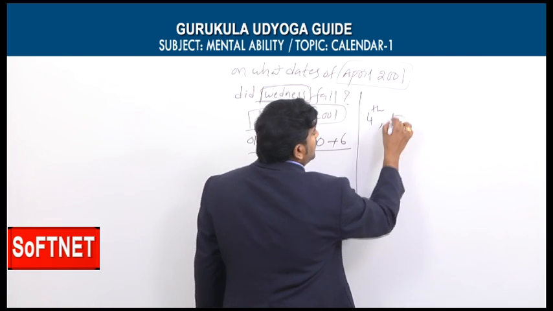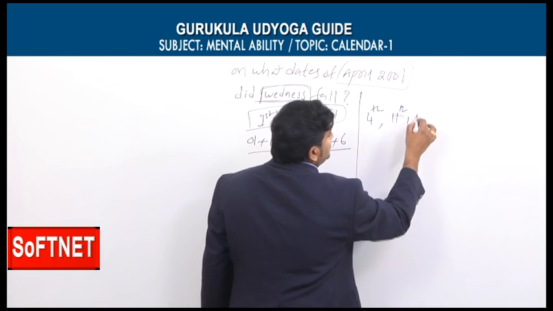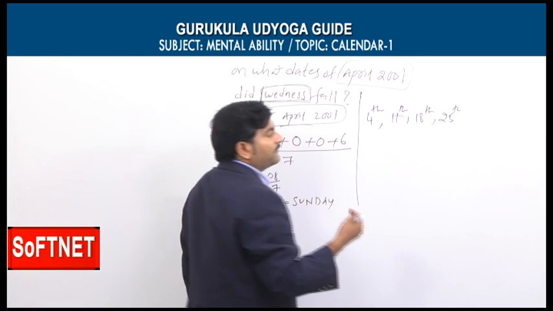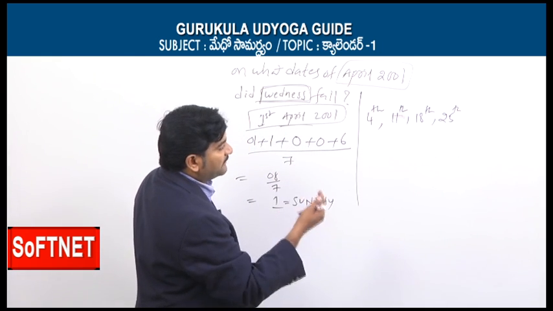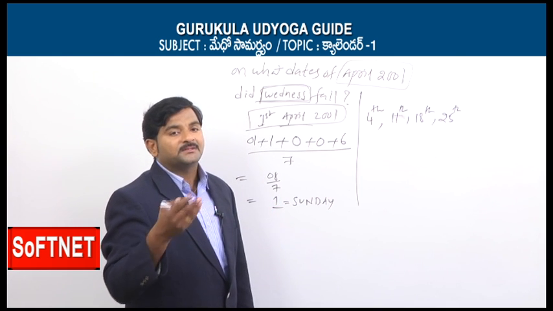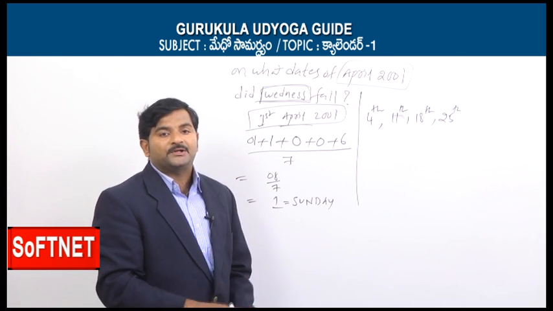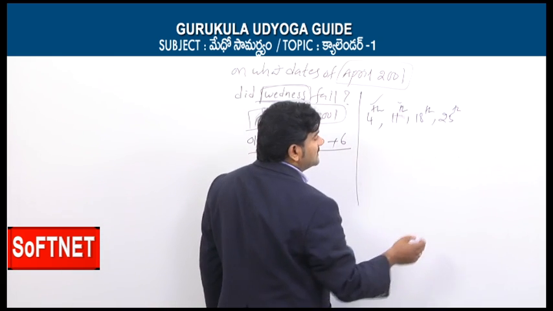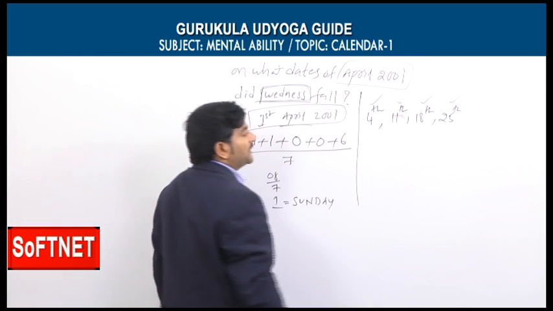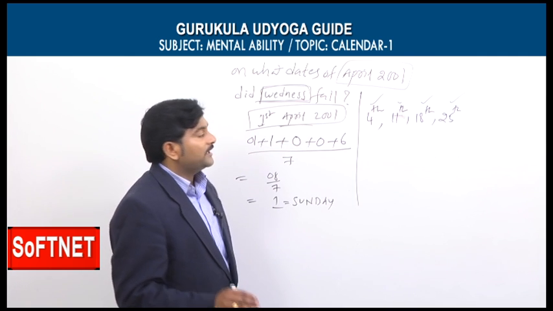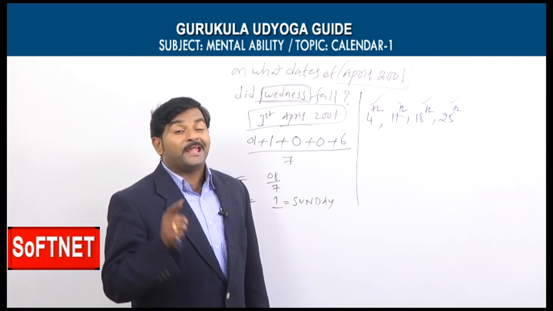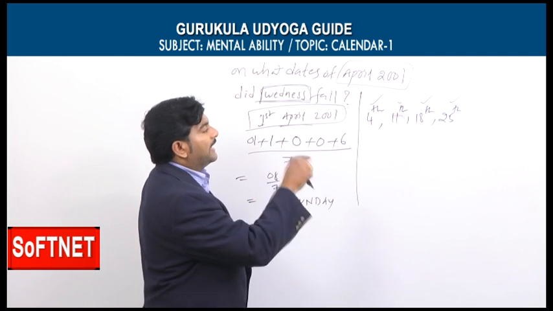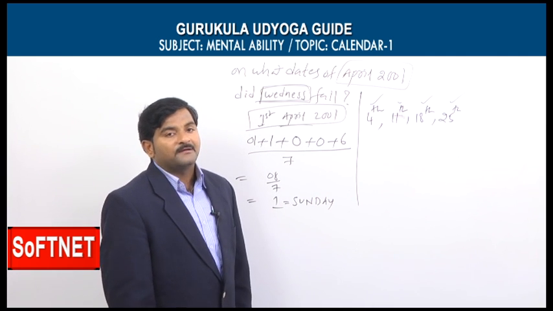Add 7 to this 4, how much will you get? 11th. Again add 7 to this, 18th. Add again 7 to this, how much will you get? 25th. There is no meaning in adding 7 again, because 25 plus 7 is 32, and no month in the year has 32 days. That's why 4th is the first Wednesday, 11th is the second Wednesday, 18th is the third Wednesday, and 25th is the fourth Wednesday. Therefore, in April 2001, Wednesday fell on the 4th, 11th, 18th and 25th. On these 4 dates, Wednesday fell.